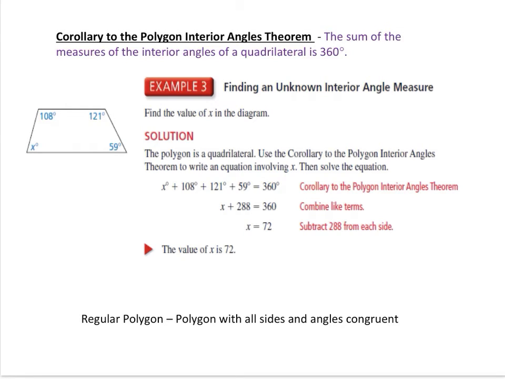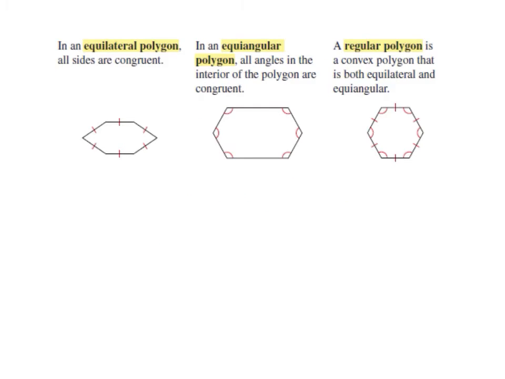And let's just talk real quick about regular polygons. A regular polygon is a polygon with all sides and angles congruent. So if we look at the progression here, an equilateral polygon has all sides congruent, and an equiangular polygon is a polygon where all the angles are congruent. So we put those two ideas together, and we've got a regular polygon. A regular polygon is both equilateral and equiangular.